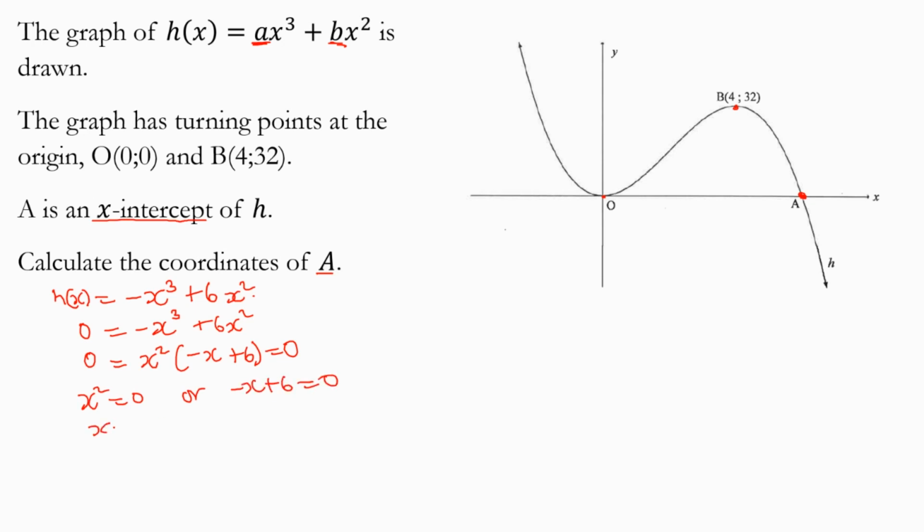So x is equal to 0, okay, which is this. Just to prove that maybe our answer is correct. Or x is equal to 6. You see that? So it means this point here is (6, 0). So these are the coordinates of A. We were asked to find the coordinates of A, so these are the coordinates of A. Okay, let's meet when we do question 10.3.1.